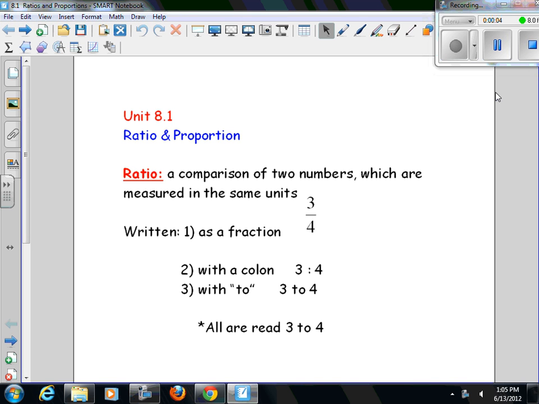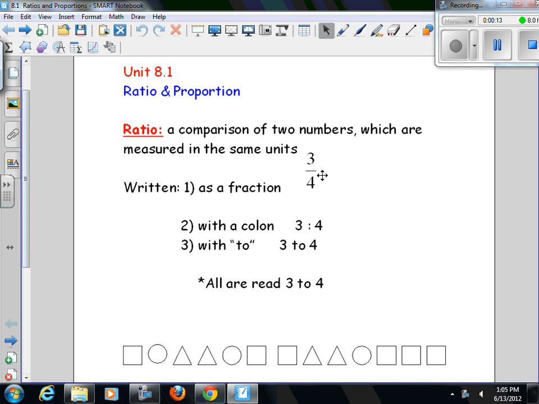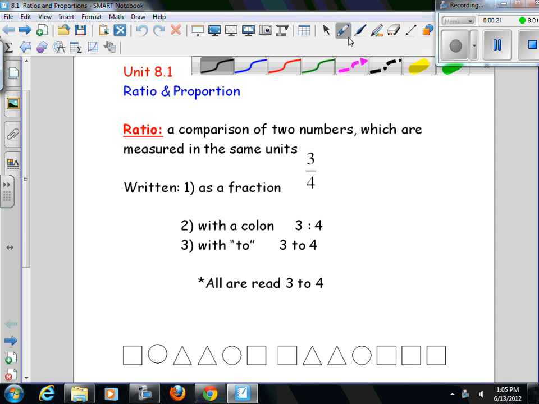Today we're going to be talking about ratio and proportion. A ratio is a comparison of two numbers which are measured in the same units. So for instance, if you have the fraction 3/4, that's one way you can write a ratio. You can also write it with a colon, 3:4, and you can also write it with the word "to", 3 to 4, and all of them are read as the ratio 3:4.